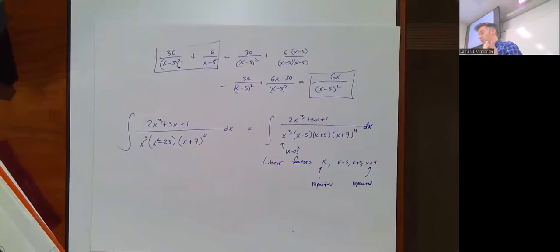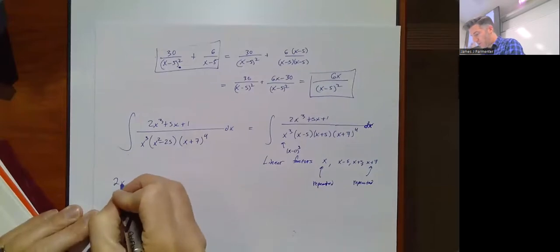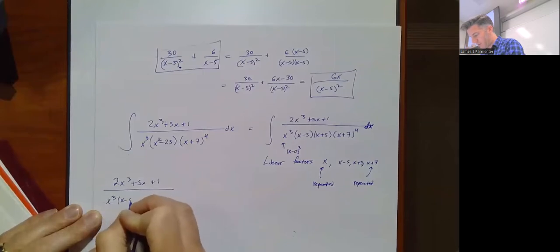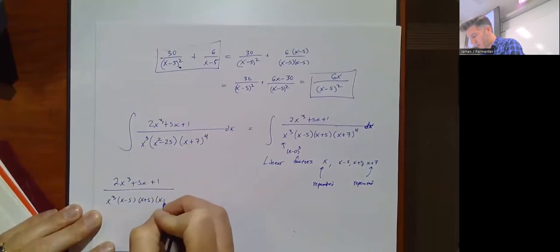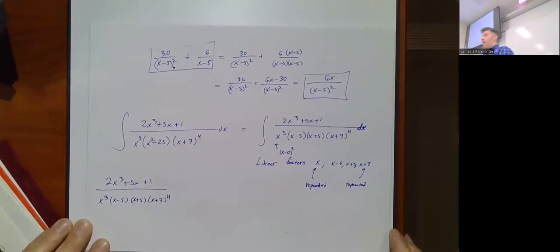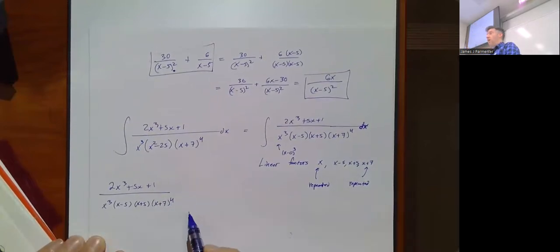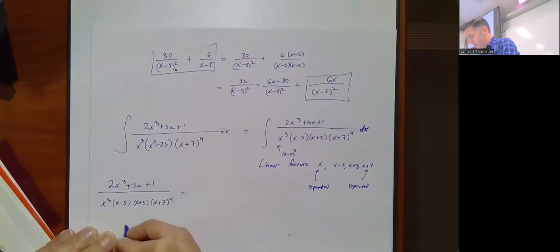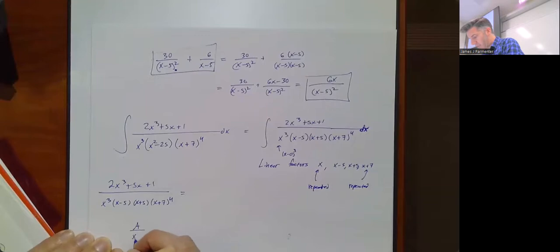So if I was doing this partial fraction decomposition, I would write 2x cubed plus 5x plus 1 over all this garbage, x cubed times x minus 5 times x plus 5 times x plus 7 to the 4th. Typically I just start from left to right, although it doesn't really matter what order you use, as long as you are consistent. So I'm going to give myself lots of room: a over x cubed, and then every lesser power of x. So b over x squared, c over x, because I have x repeated 3 times, and then every lesser power.